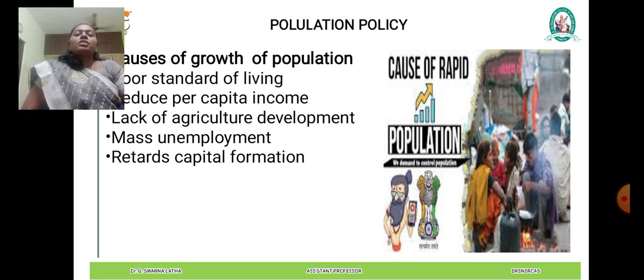Retards capital formation. Unplanned population growth retards capital formation. The per capita income will be very poor, and consequently, the people will be making a hand to mouth existence. There will not be anything left by way of savings for investments. Domestic savings for capital formation will be very poor.